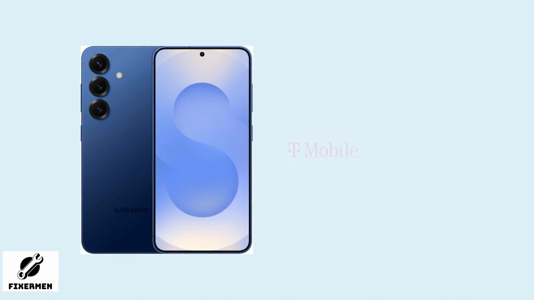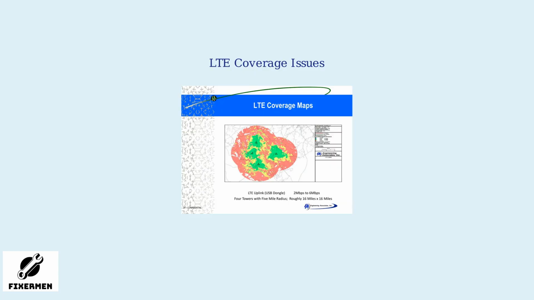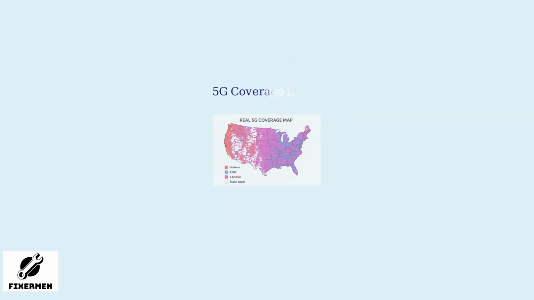Many users have been experiencing these connectivity issues with the Samsung Galaxy S25 on T-Mobile networks. Especially in LTE coverage areas, users report dropped calls and slow data speeds, and even complete loss of service in 5G areas.